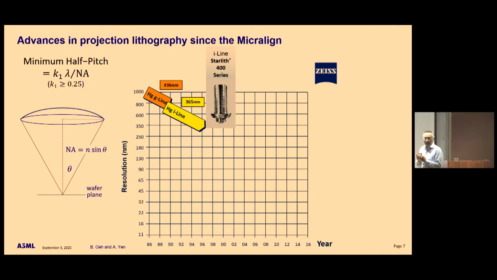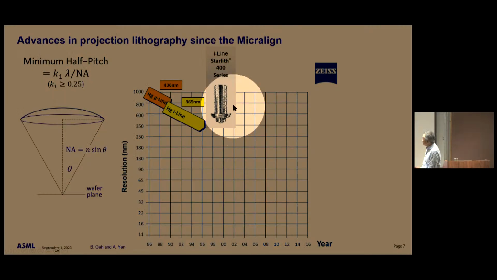metric in our sense, because if you want to compare all the lithography systems, you don't want to compare how thin a line you can print. It's always minimum half pitch, because with minimum half pitch, this k1 has a lower limit, which Ronald will talk about, 0.25. And then the minimum half pitch is k1 lambda over NA. You can decrease lambda, or you can increase the numerical aperture.